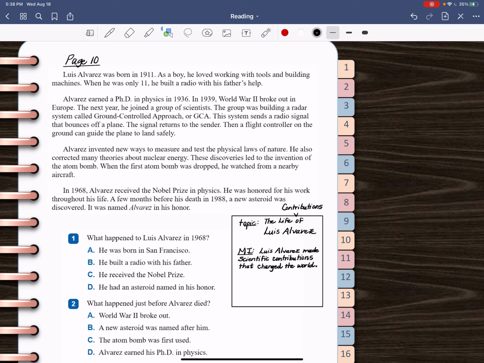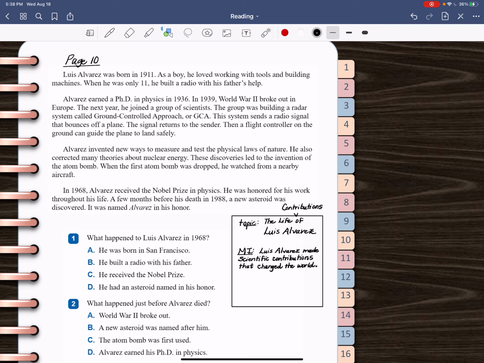Starts out with his early life where he built a radio. Now that didn't change the world, but that was part of his growing up and part of his learning about science. He won the Nobel Prize. That's a contribution on a worldwide stage. So we can definitely say that this man has contributed greatly to science.